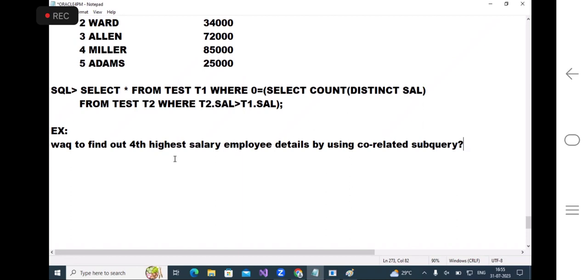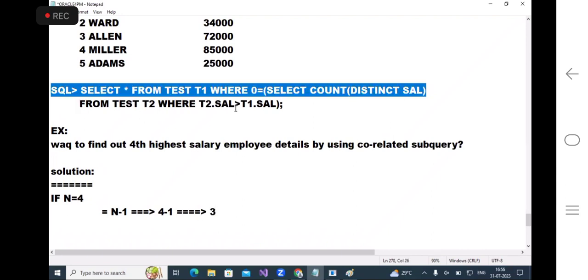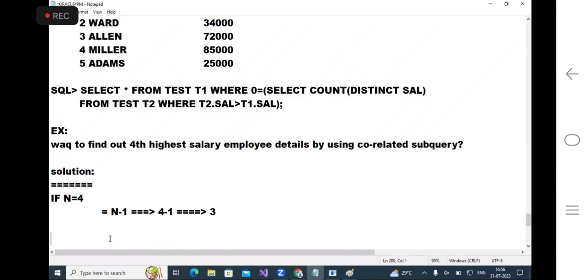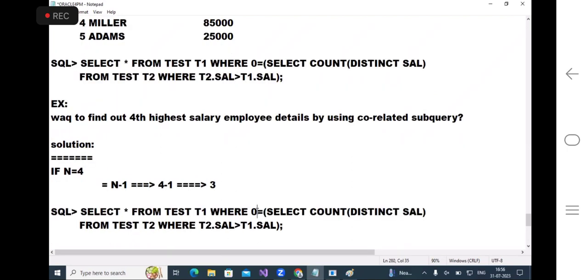Fourth highest here. So for the fourth highest, first find the n value now. What is your n value? If n is equal to 4, then n minus 1 is equal to how much? 4 minus 1 is equal to 3. Okay, and the same query I just take. Same query I'm taking, but in place of 0, okay, I'm going to use what now? 3.